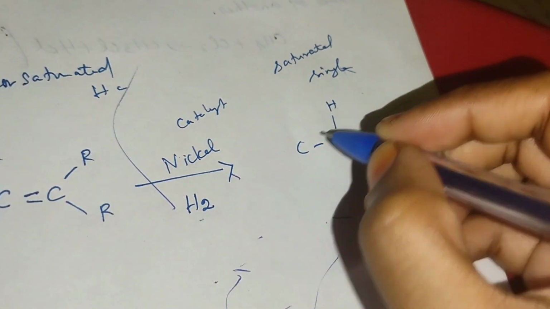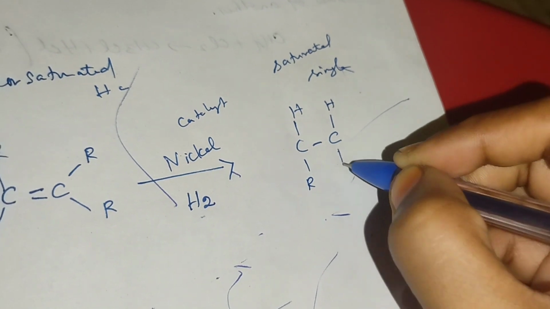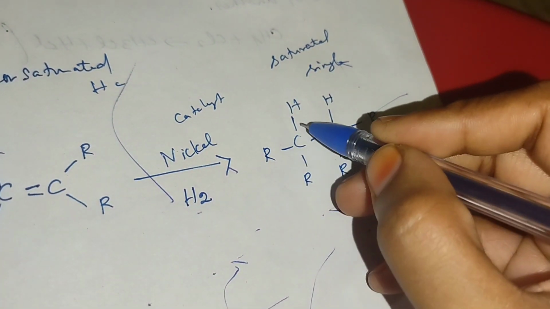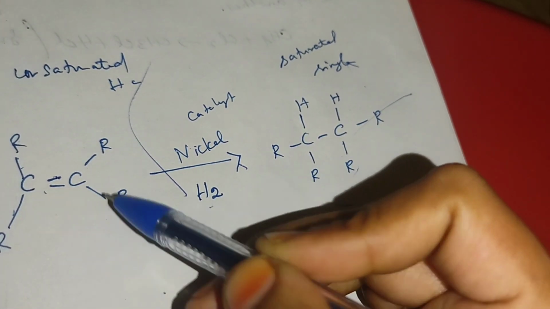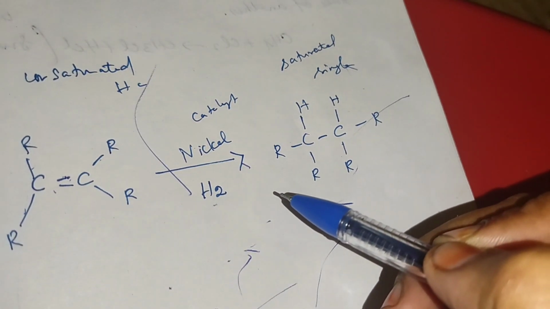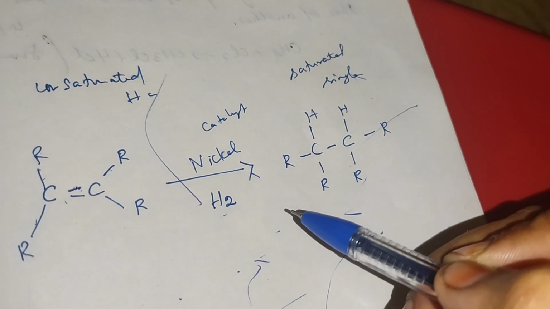2 hydrogen I am adding here. So I am just completing the valency. 1 2 3 4, 1 2 3 4. Check here. For this carbon, 1 2 3 4, valency is correct. Here also valency is correct. If you have any doubt about completing the valency, see my previous video, you can get the answers.